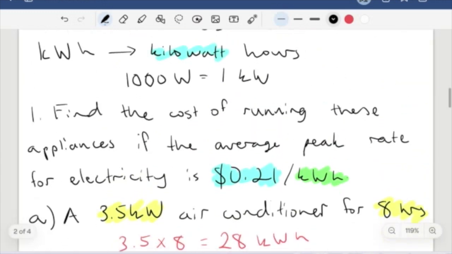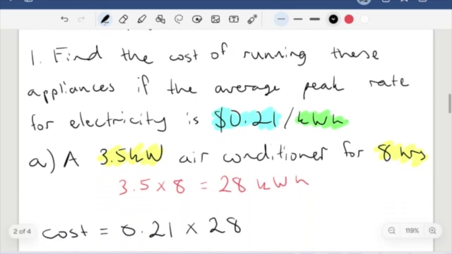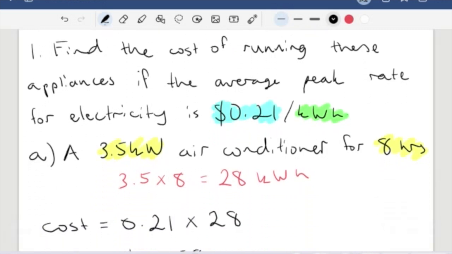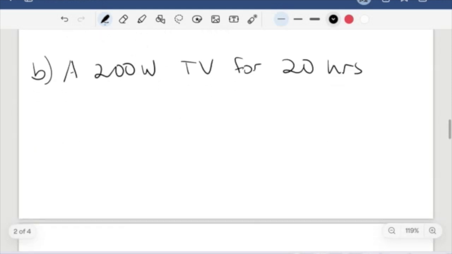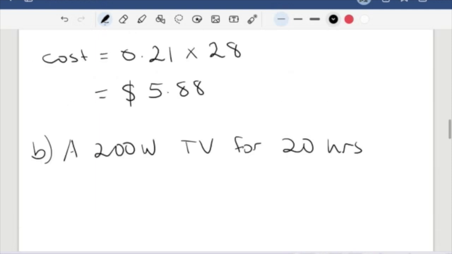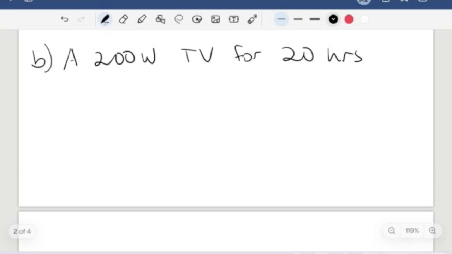So this is what we're doing. We're working with this particular unit here, which we get by multiplying the kilowatts by the hours. And once we do that, we're working with the rate. So we've got a cost that we have per one of those kilowatt hours, and we just multiply the amount of money by that unit that we get. Let's try the same thing for this next question. We're trying to find the cost at the same rate of $0.21 for a 200 watt TV for 20 hours.